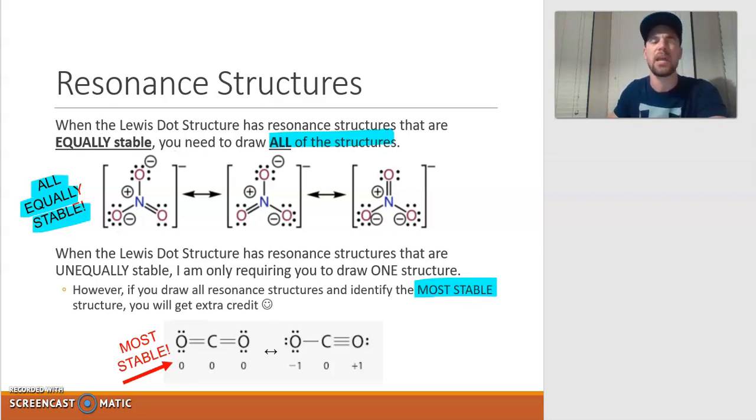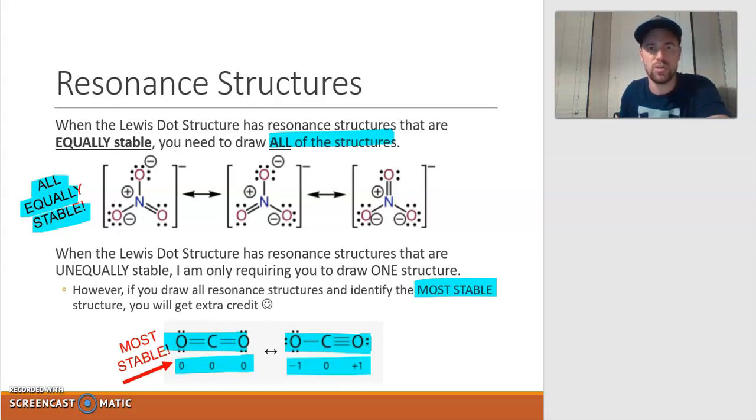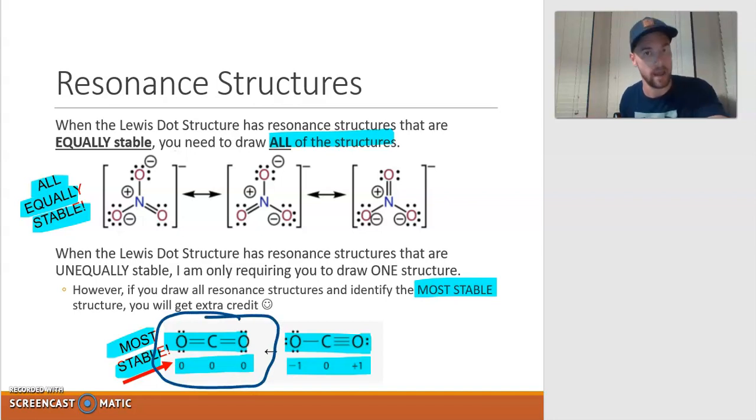So what do I mean by that? If you recall from a previous video when we were drawing the Lewis dot structure for carbon dioxide, carbon dioxide could have been drawn with 2 double bonds or with a single triple bond. Both of them are valid Lewis dot structures, but the first Lewis structure has all formal charges of 0. The second one has formal charges of -1 and +1. Out of those 2, which one's the most stable? It's the one on the left. And so if you draw that one, understanding that that one is the best or most stable structure, you have the potential to earn some extra credit.